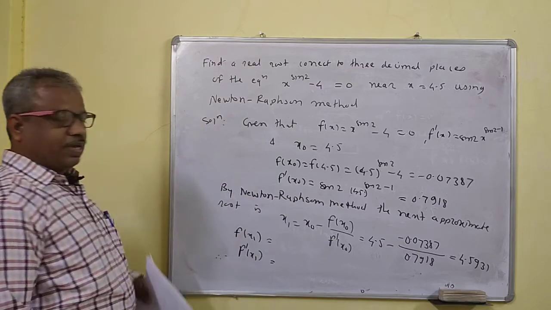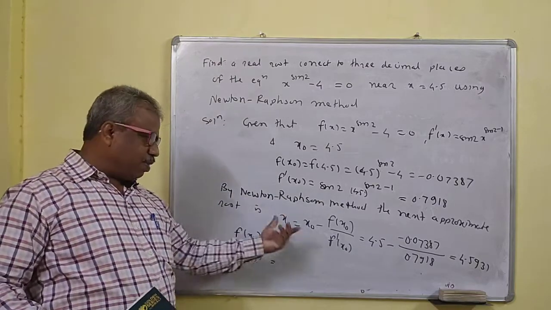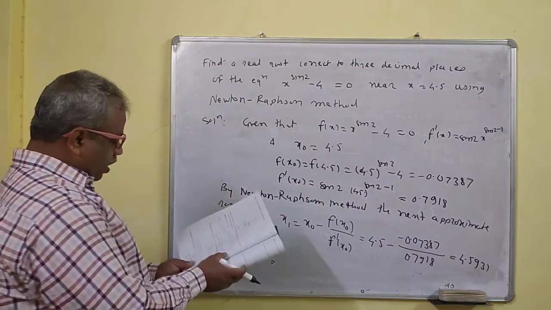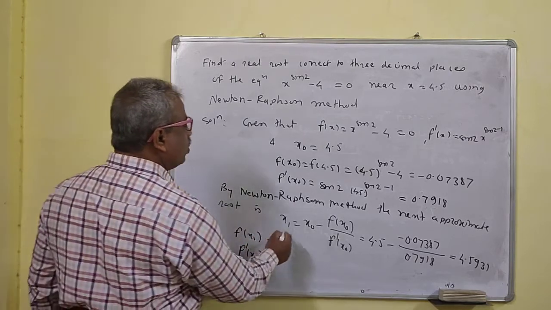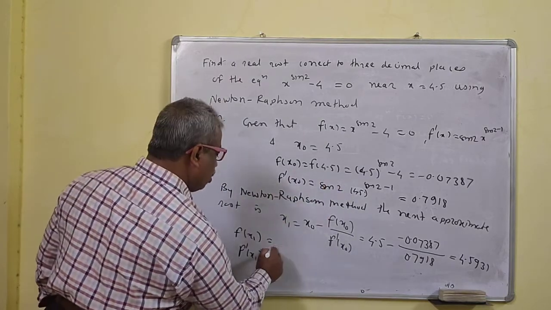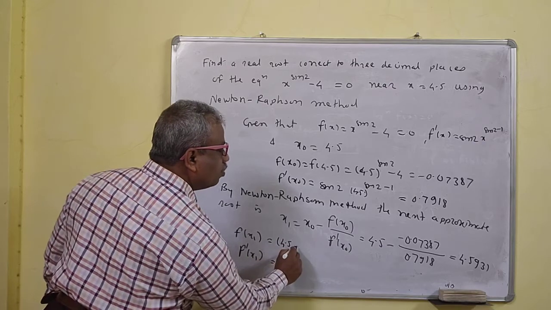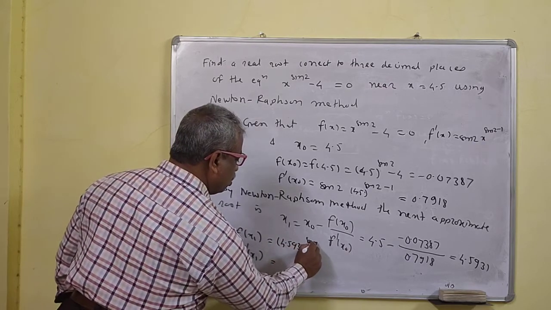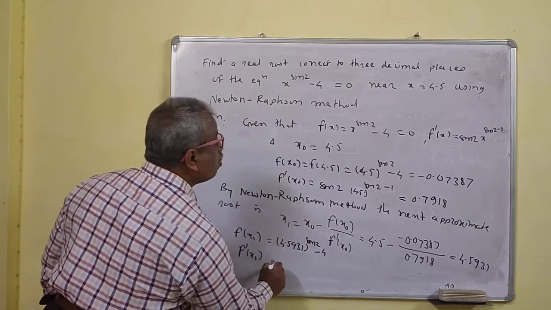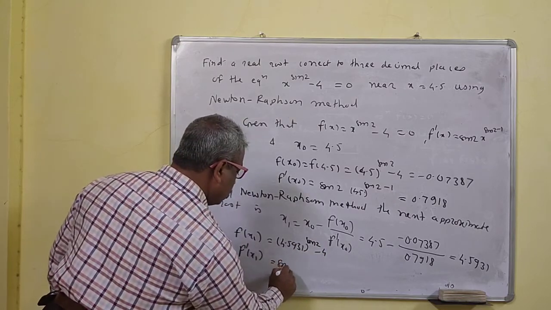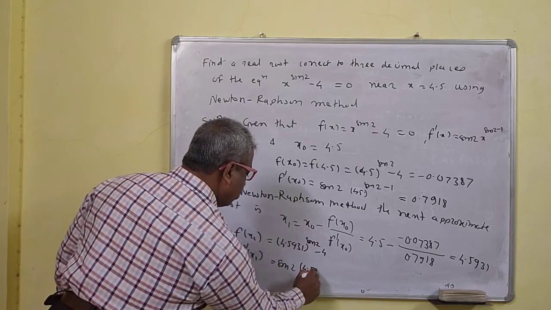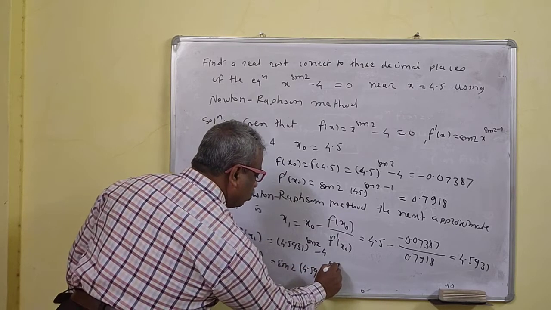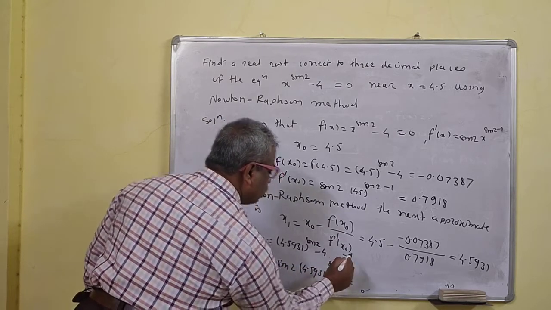We'll find this f of x1. Once we get x1, just find f of x1 and f prime x1. So f prime x1 is what? It is 4.5931 raised to sine 2 minus 4, and this is what, so sine 2, 4.5931 sine 2 minus 1. So you have to find these two values.